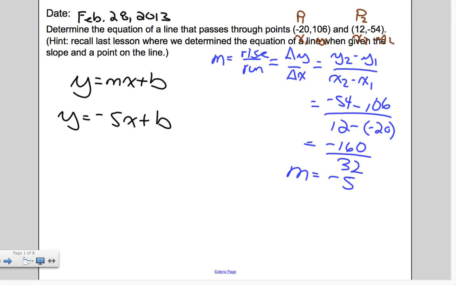And you can check. Yeah, you can use either one. And I love what someone just said: I could use one to get b, and I could use the other one to check. Okay? So which one do you want to use? The smaller. 12 and negative 54. Good. There might be a smarter choice for which.